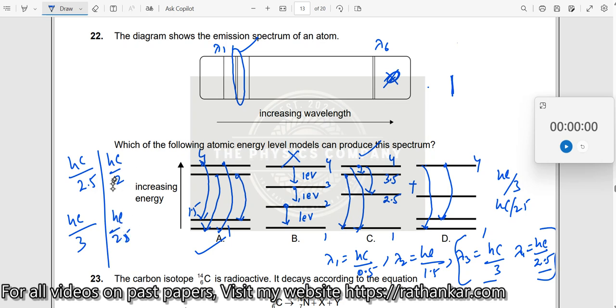Somewhere you see 2 and 2.5 are closely related, and 2.5 and 3 are closely related. So you are getting a doublet here and a doublet here, which will mimic these 2 positions. As a result, A is the right answer. C and D can be discarded.